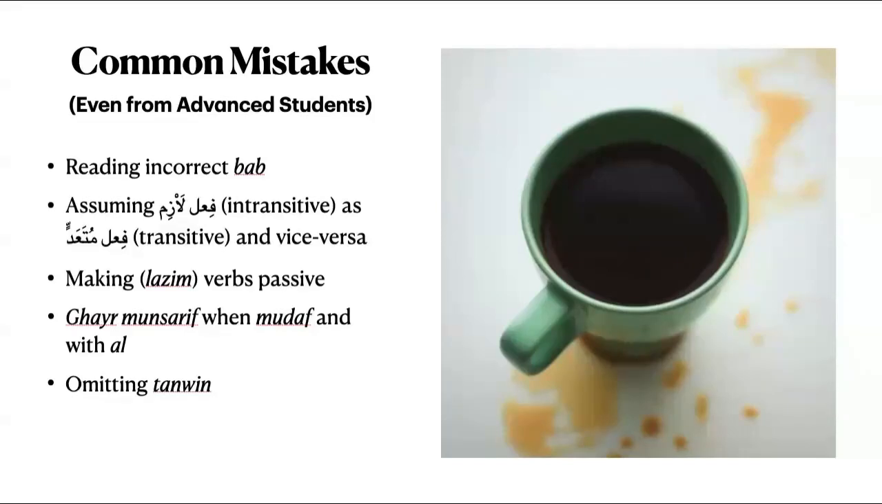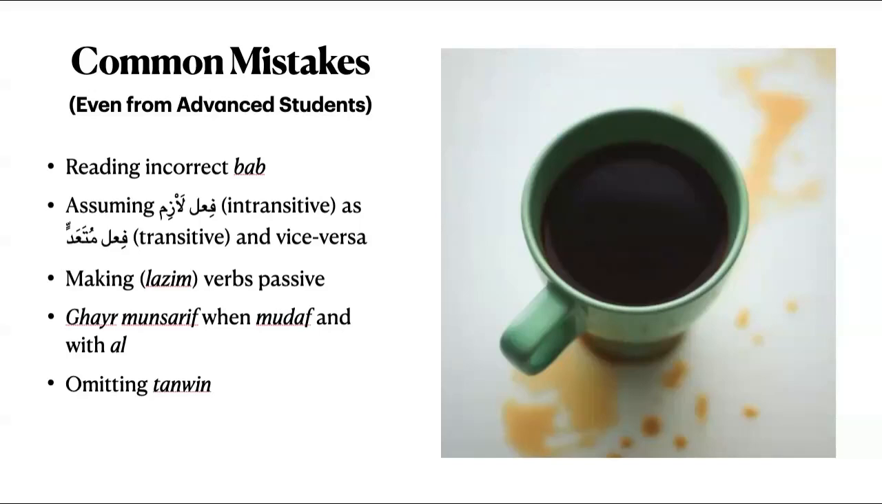Another example of something that students do is say hulika. They know halak means destruction, and so they think hulika just means to be destroyed. No, halaka means to perish, to be destroyed. So for intransitive verbs like to be destroyed or perish, halaka, you cannot make it hulika. You can make a form 4, ahlaka, passive, which means to destroy something else. Uhlika, that's possible.